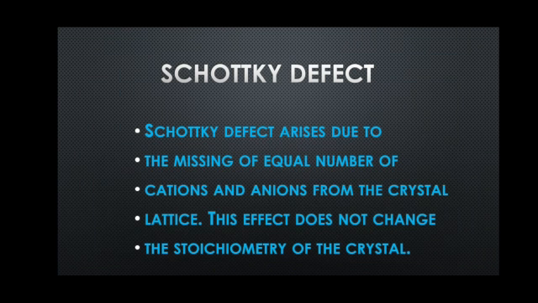Then what is meant by Schottky defect? Schottky defect arises due to the missing of an equal number of cations and anions from the crystal lattice. This defect does not change the stoichiometry of the crystal. Stoichiometric means the number of cations and the number of anions are the same. If a cation is lost, the same number of anions is also lost. We won't get unequal disappearance of the ions here.